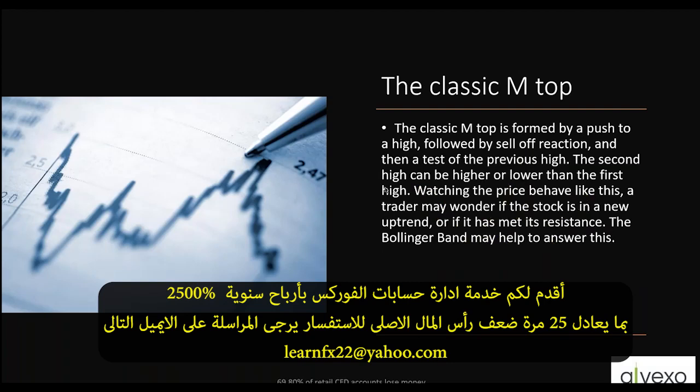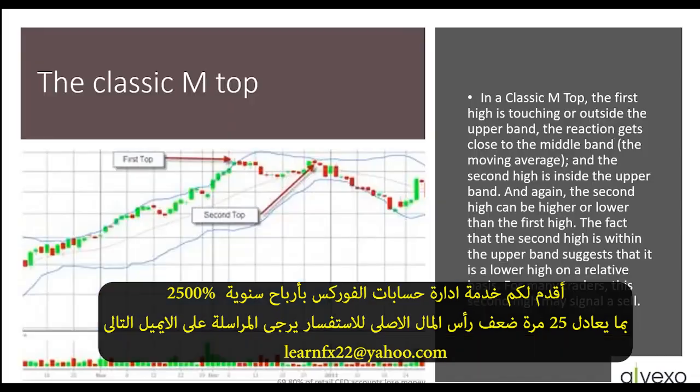So the classic M top is formed by a push to a high, followed by a sell-off reaction, and then a test of the previous high. The second high can be higher or lower than the first high. Watching the price behave like this, a trader may wonder if the stock or the asset is in a new uptrend, or if it has met its resistance, and the Bollinger Band will help answer that.